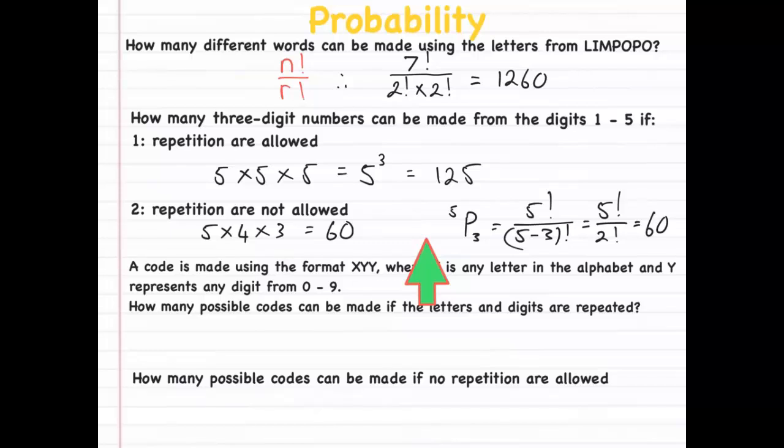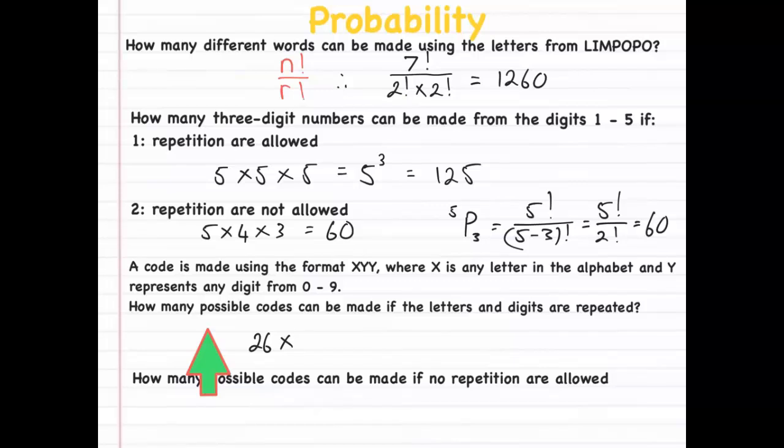And then with our last question, we simply want to make a code by using the format XYY, where X is any letter in the alphabet and Y represents any digit from 0 to 9. So how many possible codes can be made if the letters and digits are repeated? So that represents the alphabet. There's 26 letters in the alphabet. So for our X, we've got 26 different options. And then for the first Y there, we've got 10 different digits because 0 is included. 0 to 9 is 10 digits.